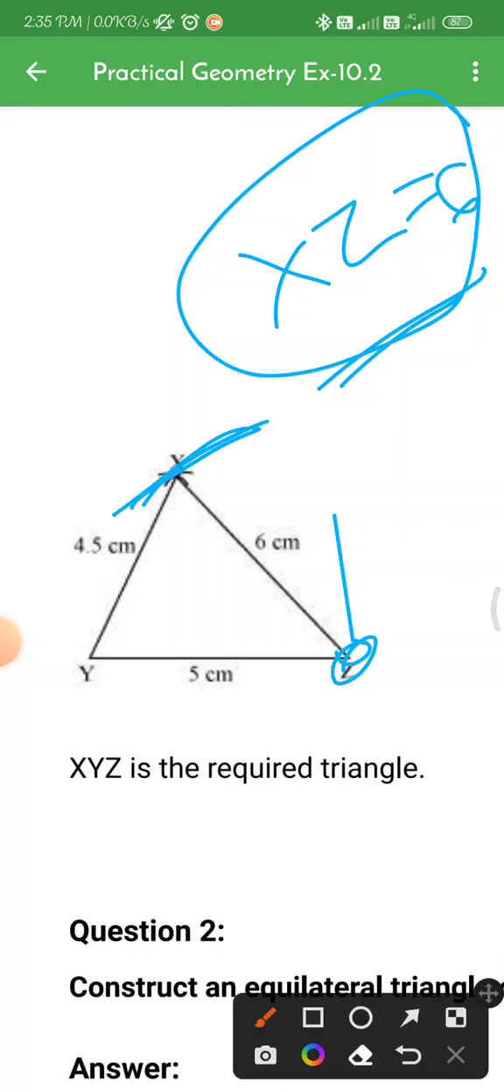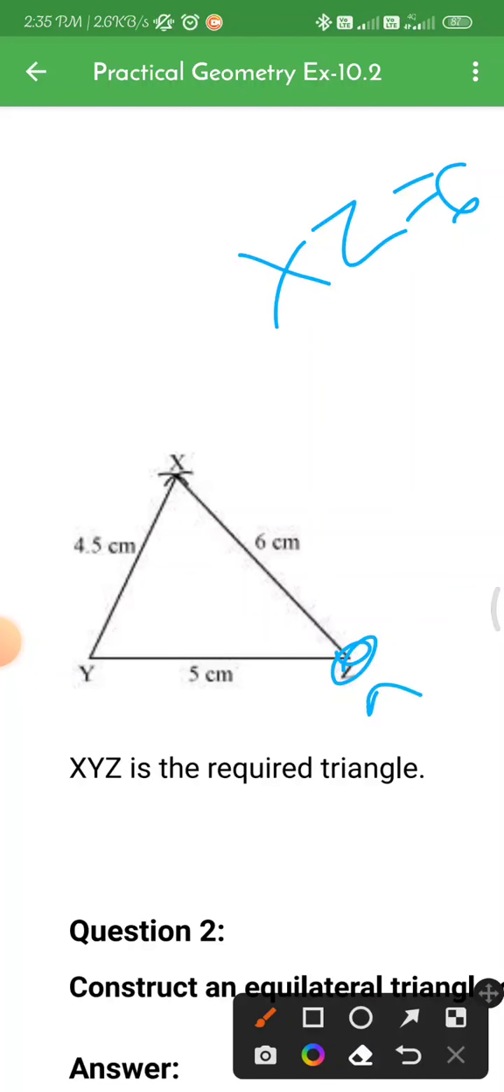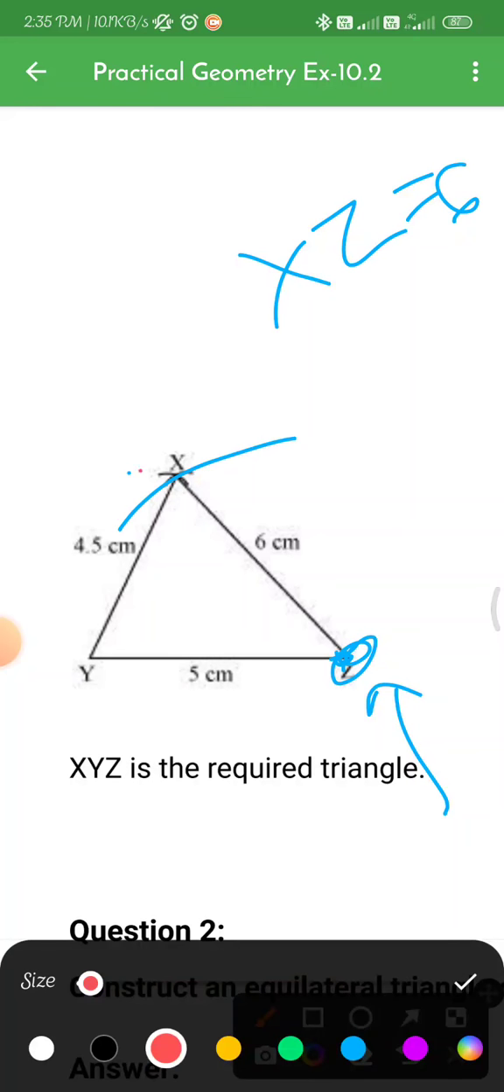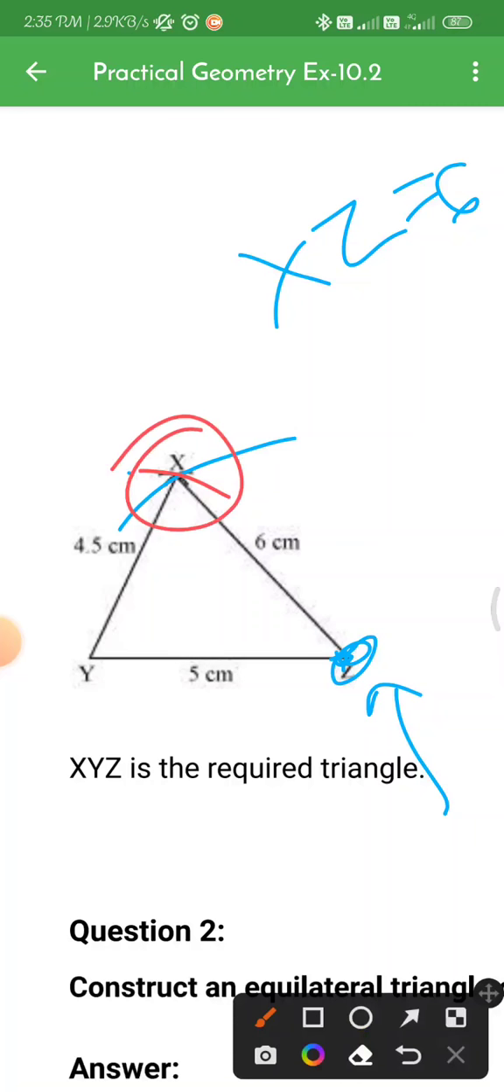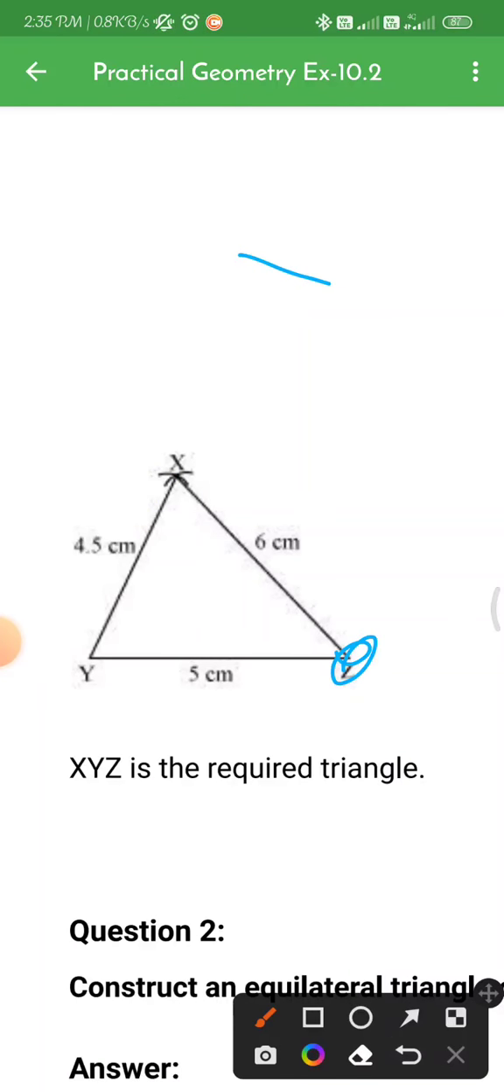What do you get from that point? You put your compass there and cut an arc like that, and you already have the previously cut arc. So you will get an intersection point of these two arcs. Name this point, where the arcs cut each other, as X.